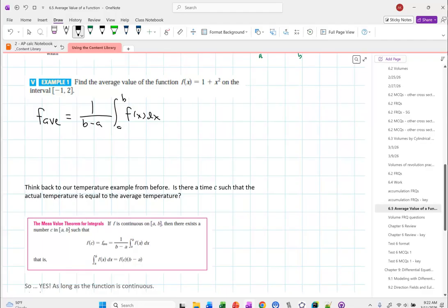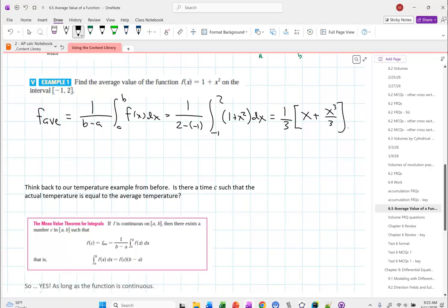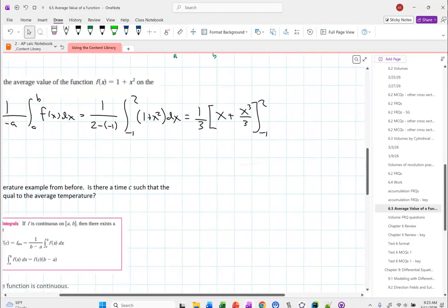So that's my formula. So we're just gonna plug in. So far so good. What's the antiderivative of 1? X. What's the antiderivative of x squared? X cubed divided by 3. X cubed over 3, going from -1 to 2.